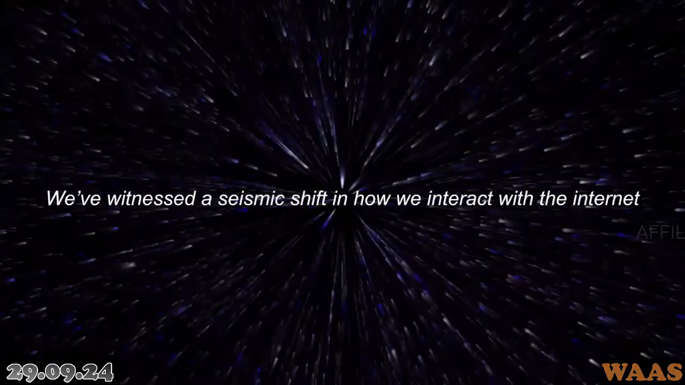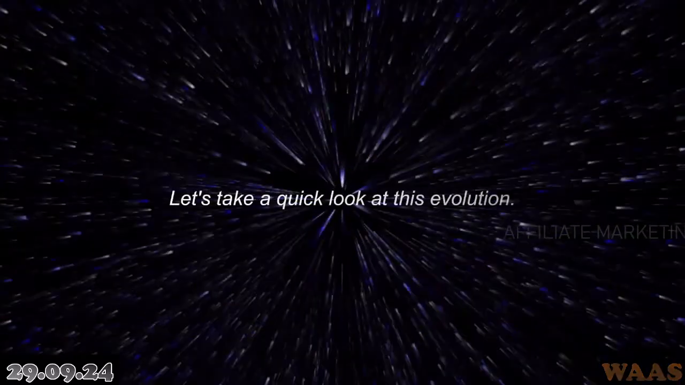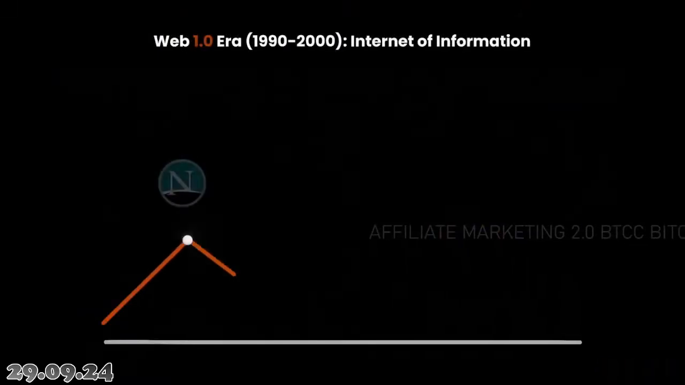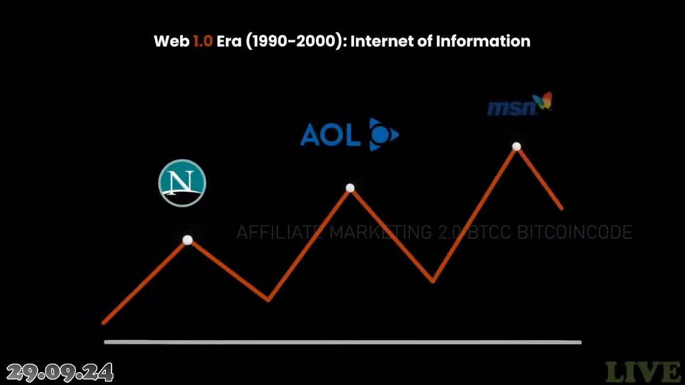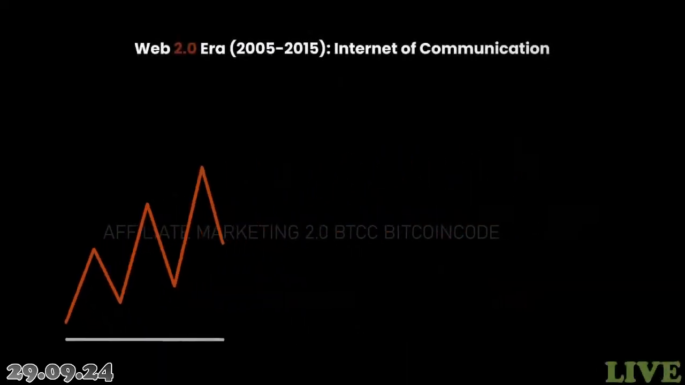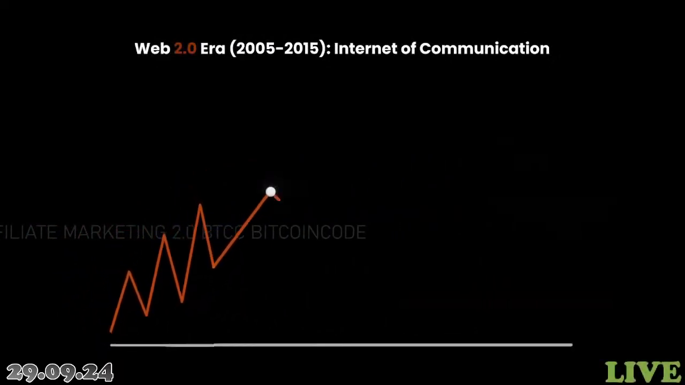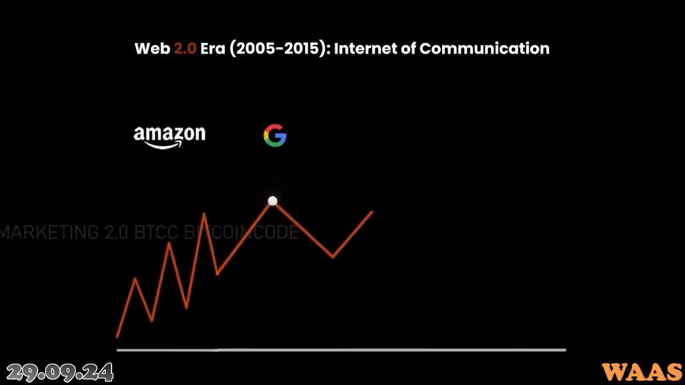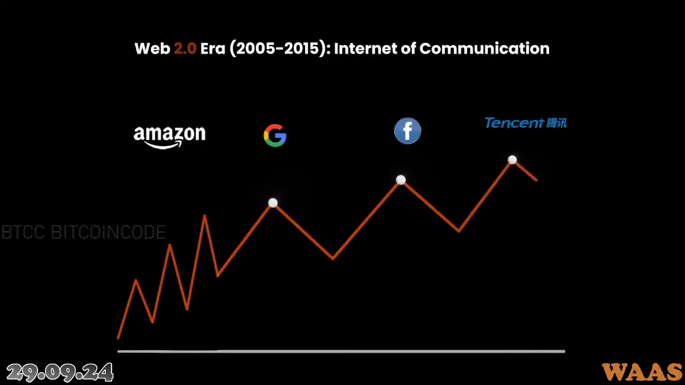A seismic shift in how we interact with the internet. Let's take a quick look at this evolution. Web 1.0, the Internet of Information, where static websites reigned supreme, and users consumed content passively. Then came Web 2.0, the Internet of Communication. Social media transformed users into creators, allowing people to connect and share like never before.